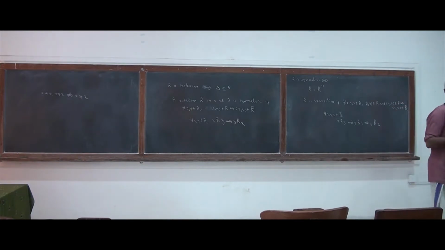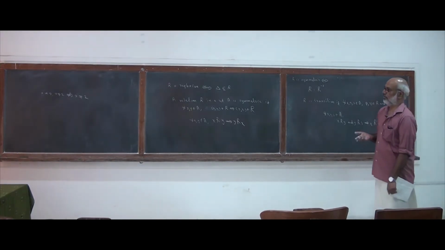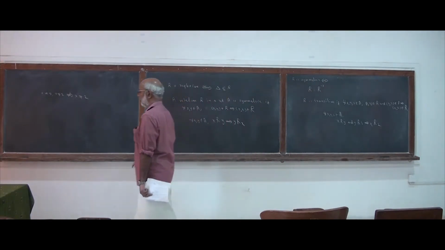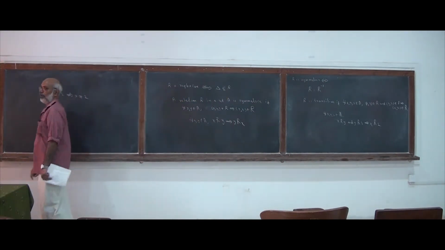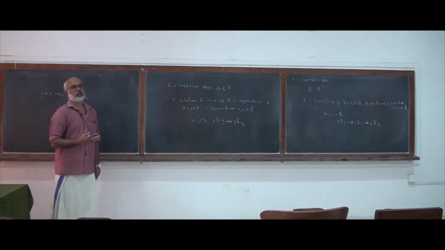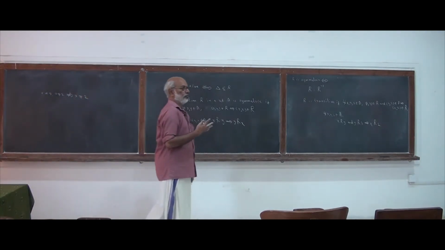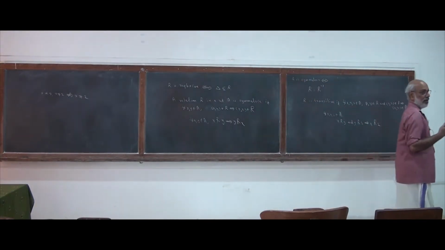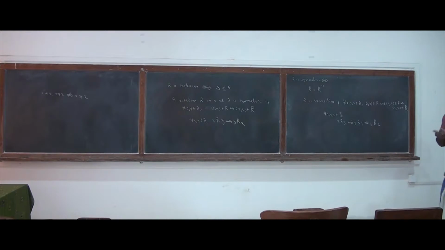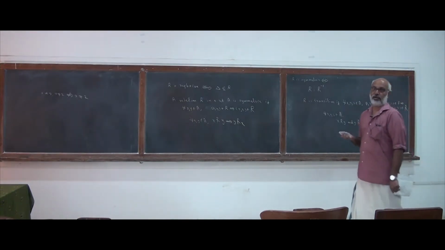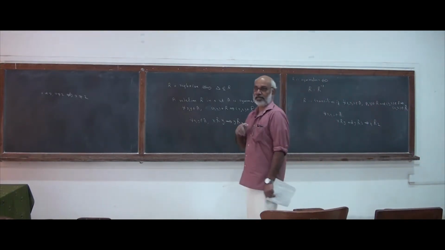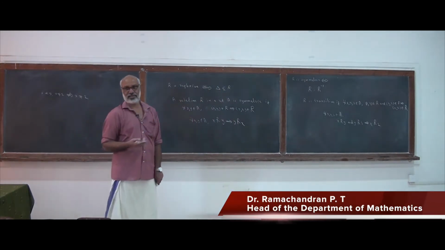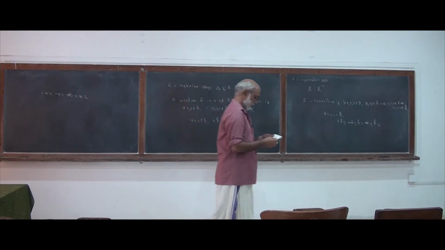So we have relations which are transitive, and we also have relations which are not transitive. Among the collection of all lines in a plane, L1 parallel to L2 is a transitive relation. L1 parallel to L2 and L2 parallel to L3 implies that L1 is parallel to L3. So that relation is transitive.